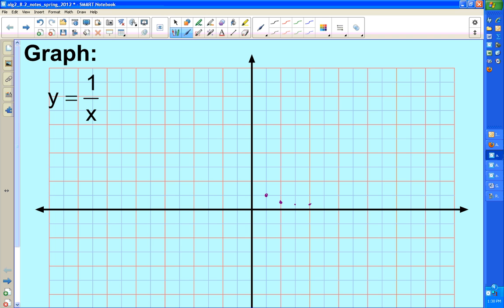0 and 1? Nope. 0 and undefined. It's never going to touch this y-axis. So what do we have there? We have an asymptote.